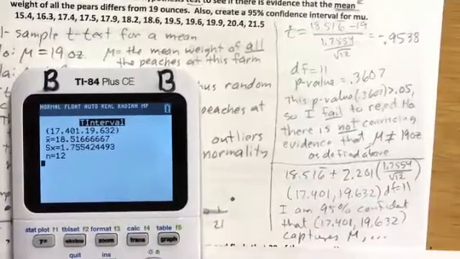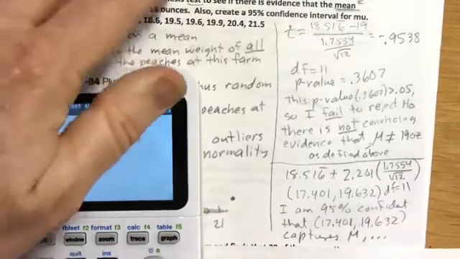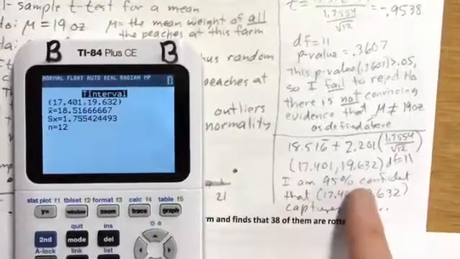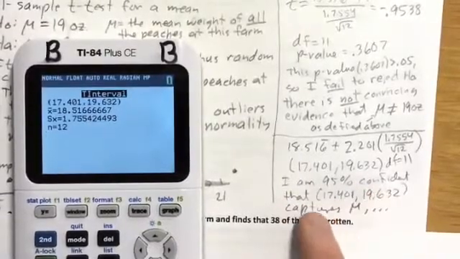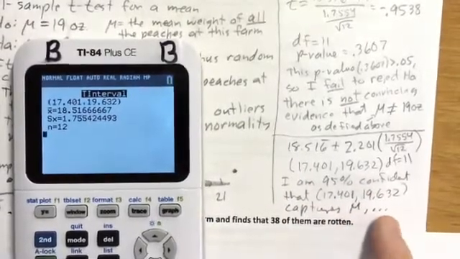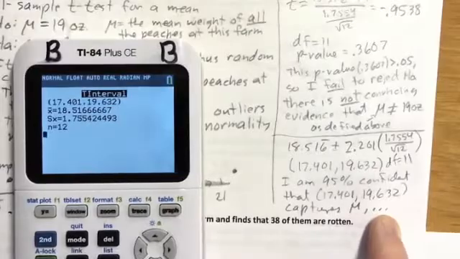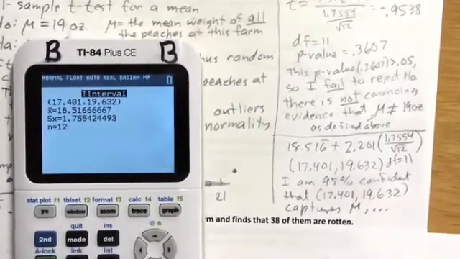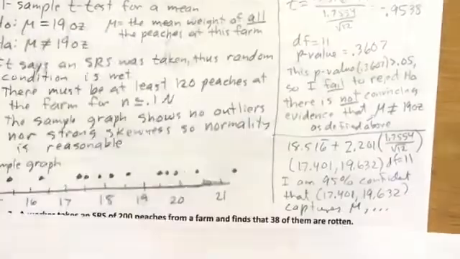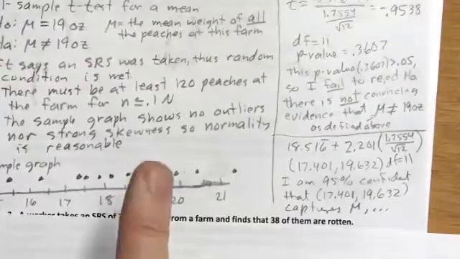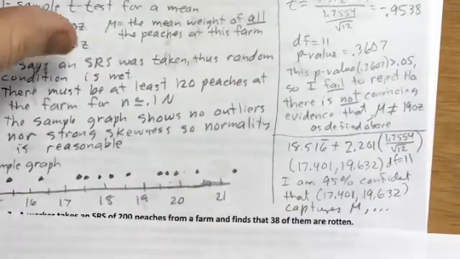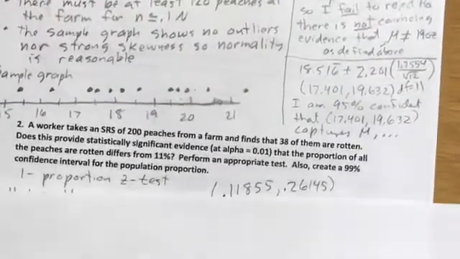Anytime you do a T interval or T-test or chi-squared, you got to put the degrees of freedom. And then your ending is going to be, I'm 95% confident that that interval captures the parameter mu, and you say what mu is, the mean weight of all the peaches at the farm. Okay, so there you go. So that is a one sample T-test for a mean and one sample T interval for a mean. Let's go on to number 2.